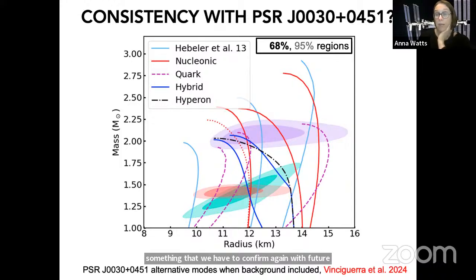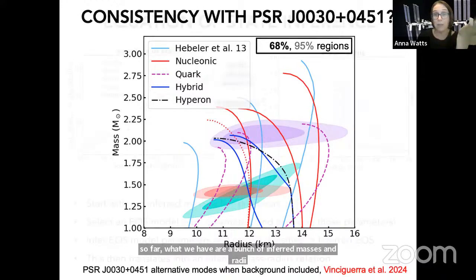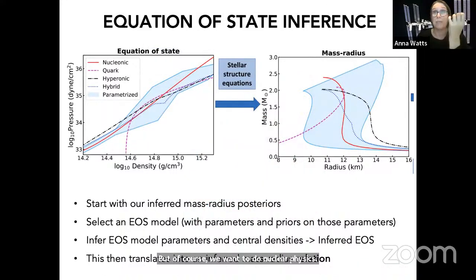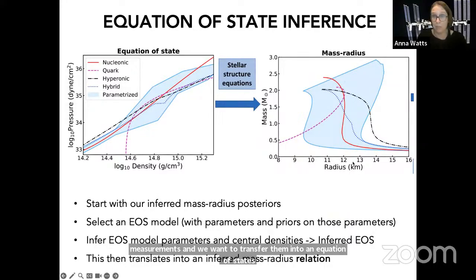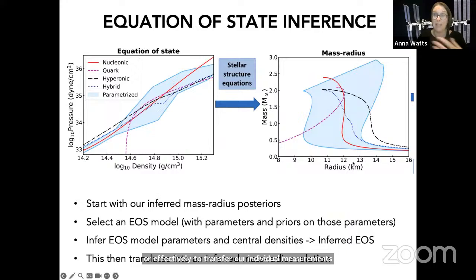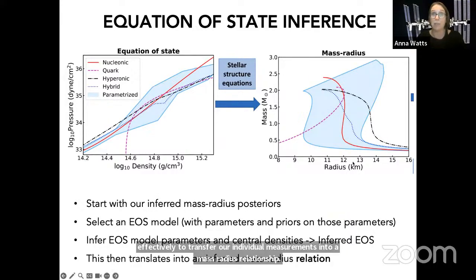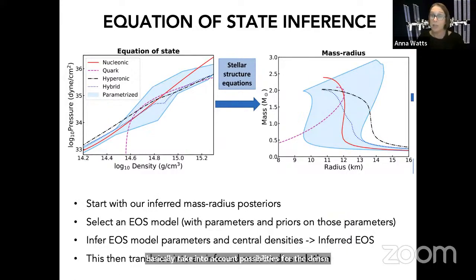So far, what we have are a bunch of inferred masses and radii, but of course we want to do nuclear physics. So we then have to go back and do this next stage of analysis. We basically have to take our mass radius measurements and transfer them into an equation of state, or effectively transfer our individual measurements into a mass radius relationship, taking into account possibilities for the dense matter. So this means the second phase of Bayesian inference.